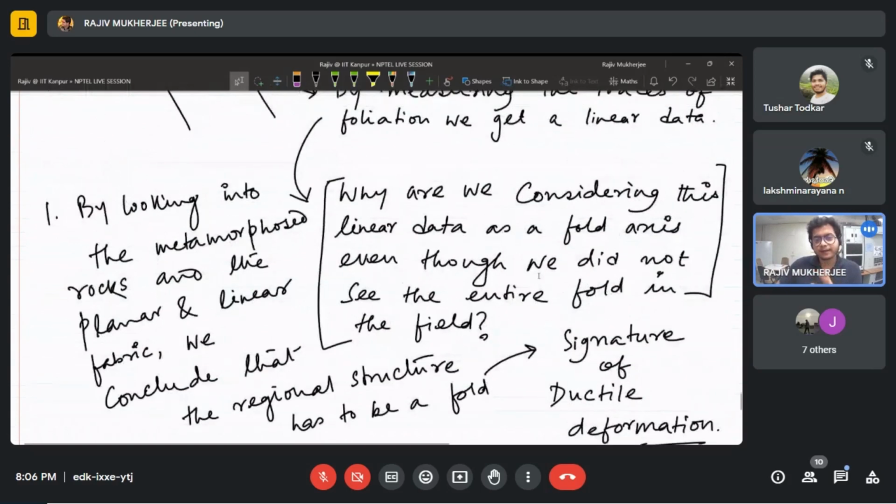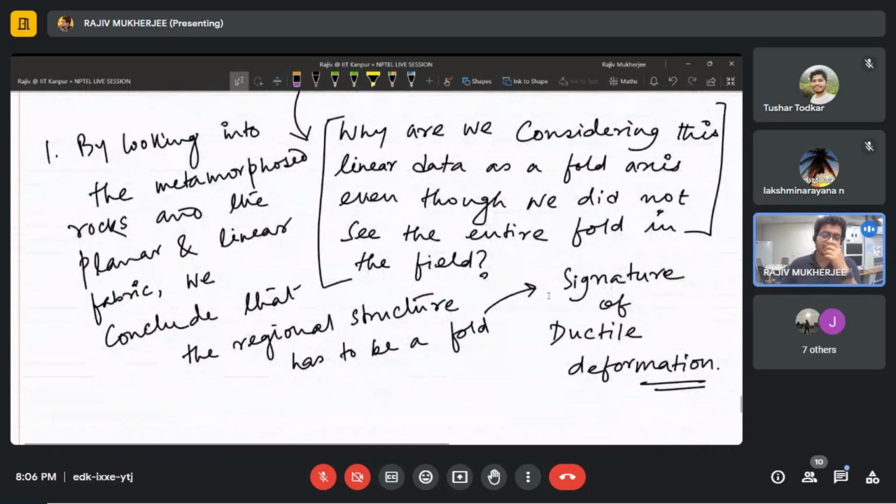So this is why we are interpreting the entire structure as a fold, and then eventually we see this cleavage refraction, the limbs at the hinge, and cleavage fanning, all these sorts of things in the field. Okay, so I think that it is enough for today's discussion. So if anybody has any question, then please ask. We can have another few minutes for discussion, then we can conclude this session.